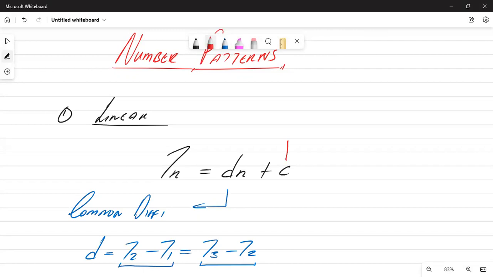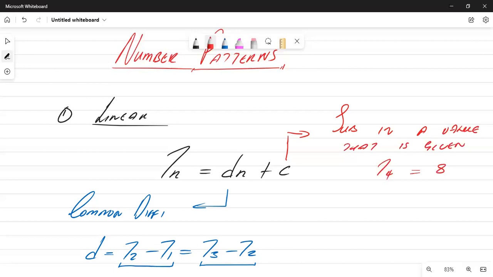In order to find c, you go on as follows. You sub in a value that is given. In this instance, you can sub in term number 4, which would have its own value. So roughly, let's say term number 4 is 8. It means that you're going to sub that term into the equation that now has a difference, for you to be able to find your c.